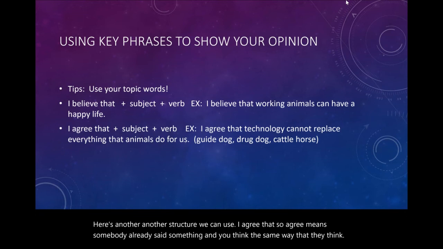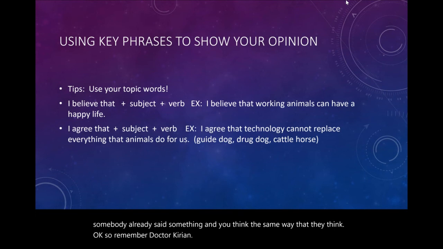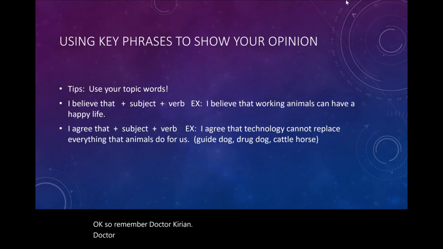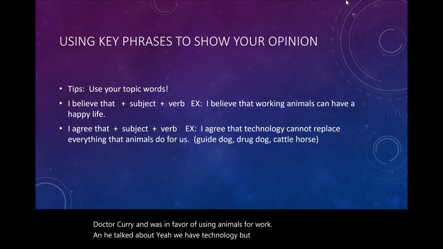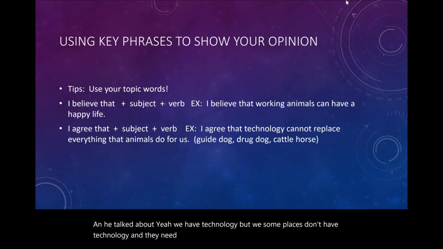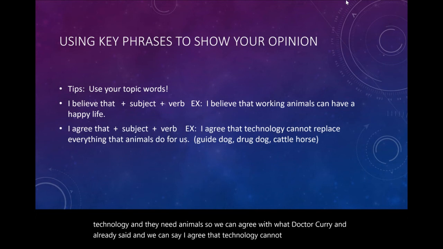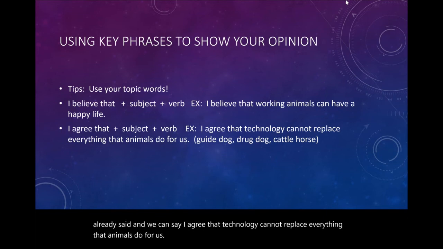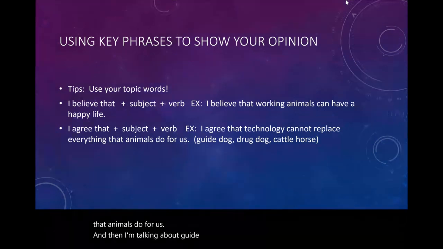Okay, so remember Dr. Kurian. Dr. Kurian was in favor of using animals for work. And he talked about, yeah, we have technology, but some places don't have technology and they need animals. So we can agree with what Dr. Kurian already said. And we can say, I agree that technology cannot replace everything that animals do for us. And I'm talking about guide dogs, drug dogs, cattle horses, right?